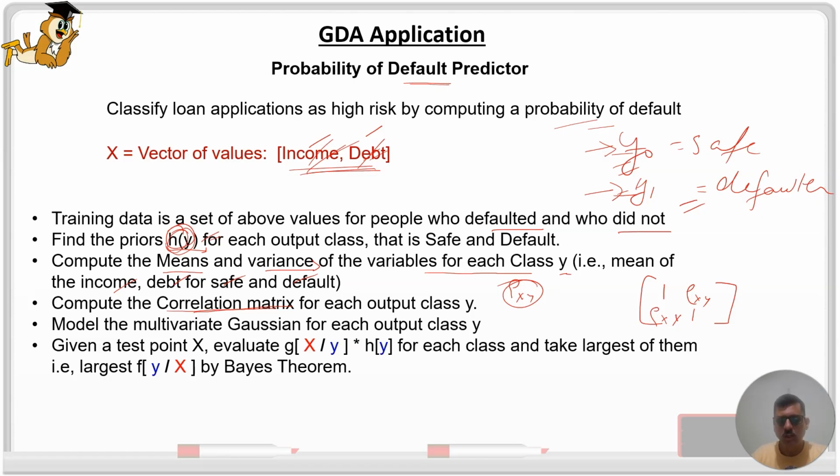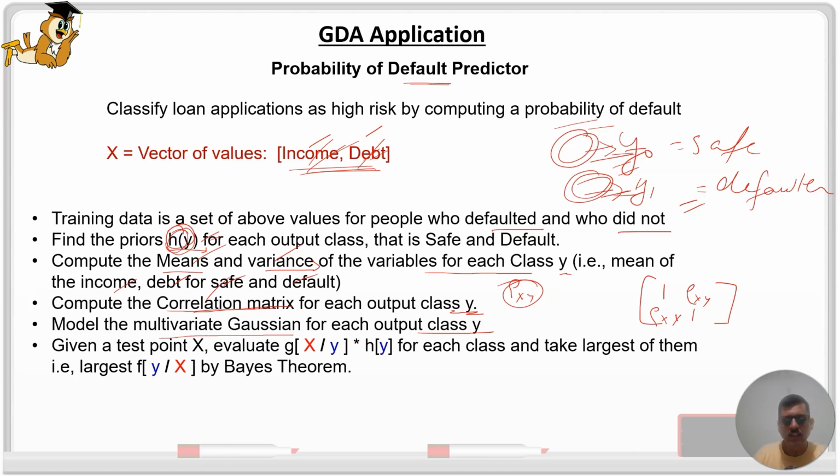So you compute the correlation matrix for each output class Y. Then you model the multivariate Gaussian for each output class Y. So for the safe class and for the defaulter class, you would have a multivariate Gaussian each. There would be a multivariate Gaussian for this, there would be a multivariate Gaussian for this, and those can be modeled after you have found the means and the variance and the correlation for each of those classes respectively, like we saw in the earlier slide, the equations.